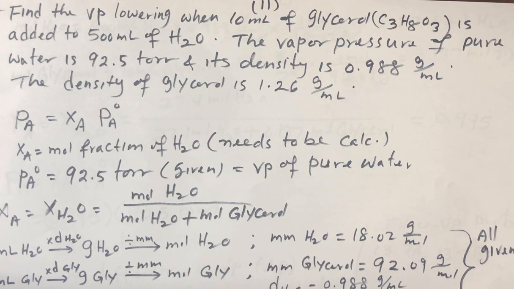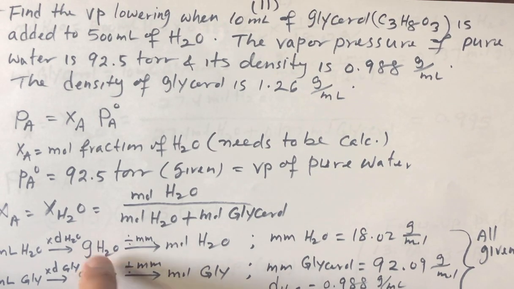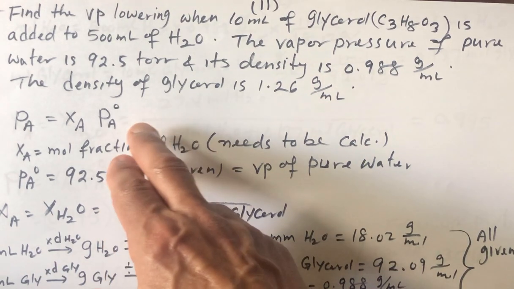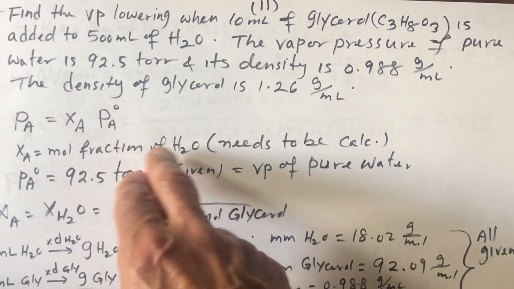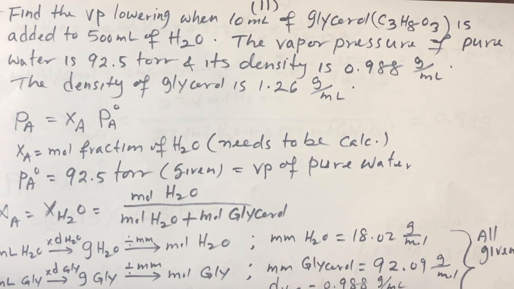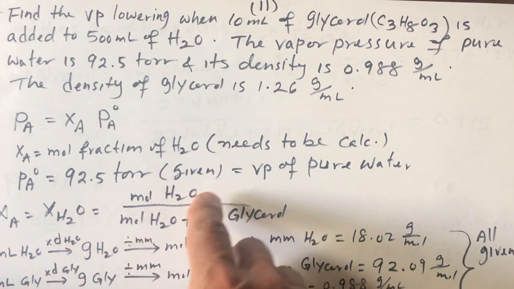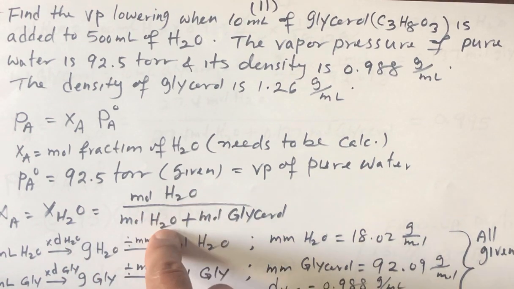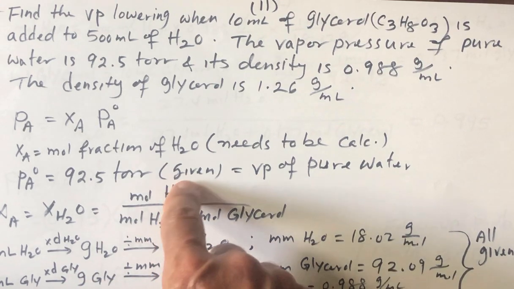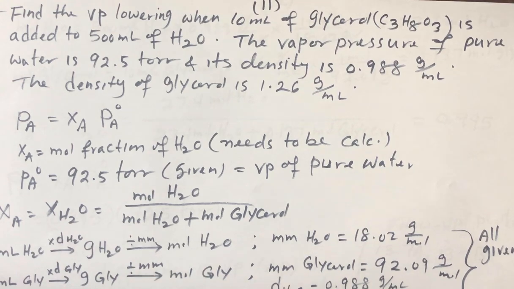Okay, so milliliters of water times density of water gives you the grams of water. Grams of water divided by the molar mass gives you the moles. So that's the basic strategy here. We are using Raoult's law, XA times PA0. XA is the mole fraction of water. But of course, if you want to calculate XA, which is the X of water, you need to use this equation, moles of water divided by the total number of moles. So that's why we are trying to get the moles of these components so that we can plug it in here to find X.